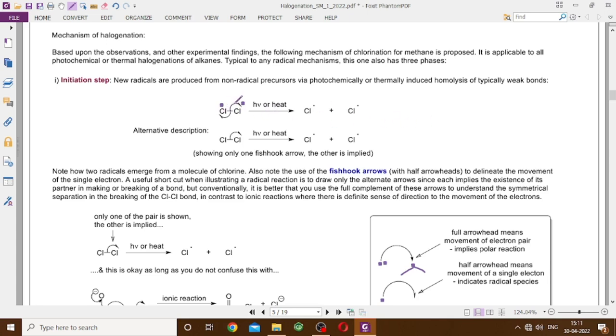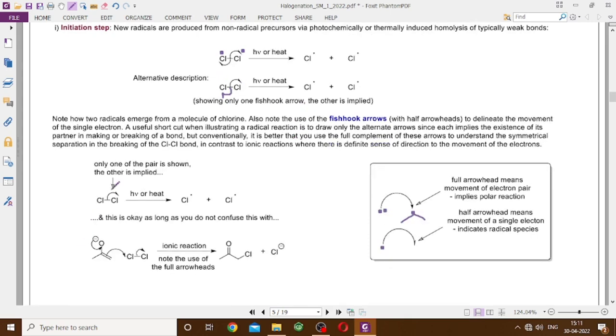The alternative description and the modern description is avoid both fishhook arrows and just draw only one, because it is understood that if one electron is being moved from this center onto this chlorine atom, then the other electron will obviously move in this direction, and you don't really have to draw that. If you are comfortable with this kind of notation, you are welcome to use it, as long as you don't confuse this with the polar reactions mechanism arrows where we do not use fish hook arrows.